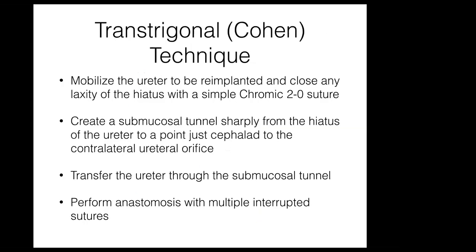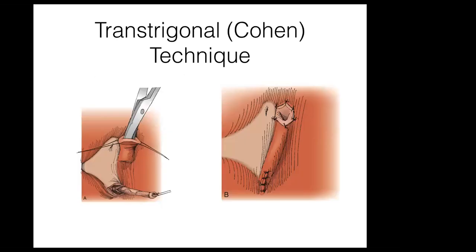Now, for the Transtrigonal or the Cohen technique, this is performed by mobilizing the ureter to be reimplanted to the other side, near the contralateral ureteral orifice. So create a submucosal tunnel sharply from the hiatus of the ureter to a point just cephalad to the contralateral ureteral orifice. And then you transfer your ureter through that submucosal tunnel, and then you perform the anastomosis in that new orifice.